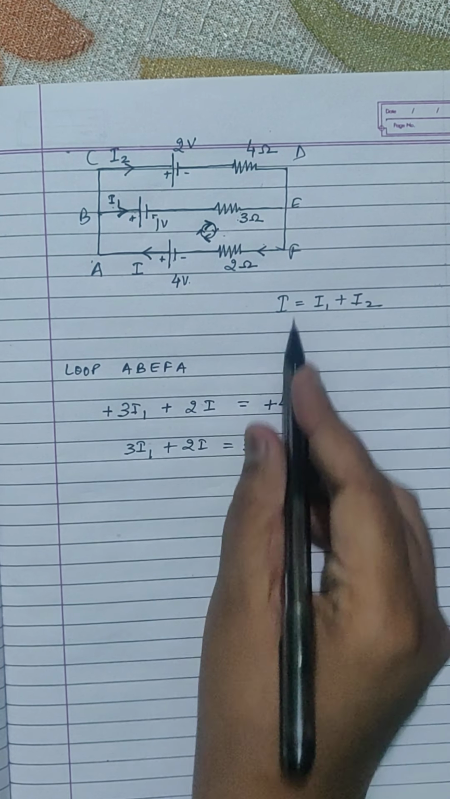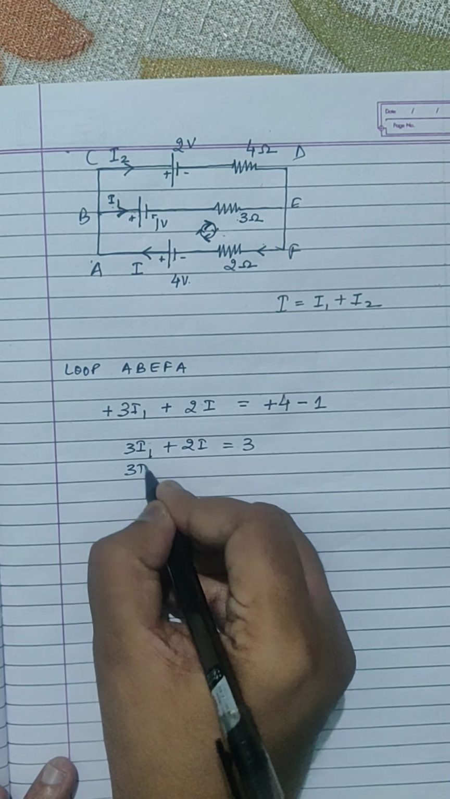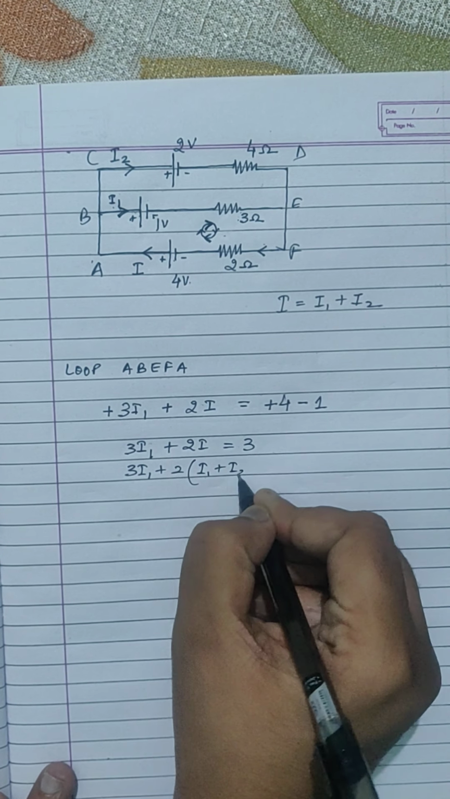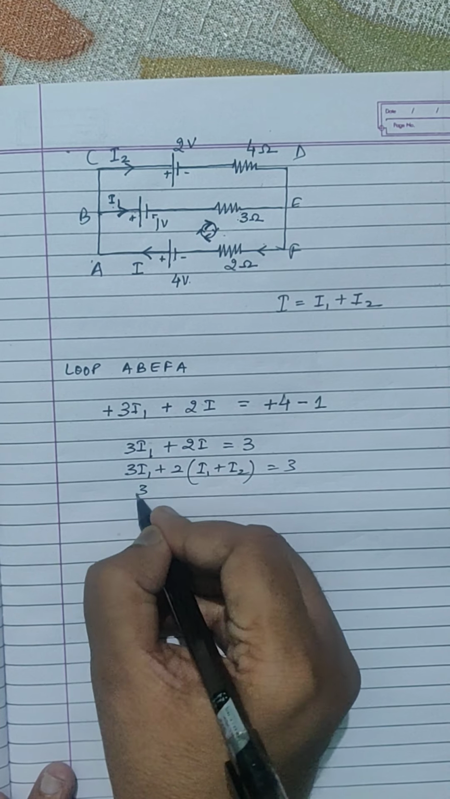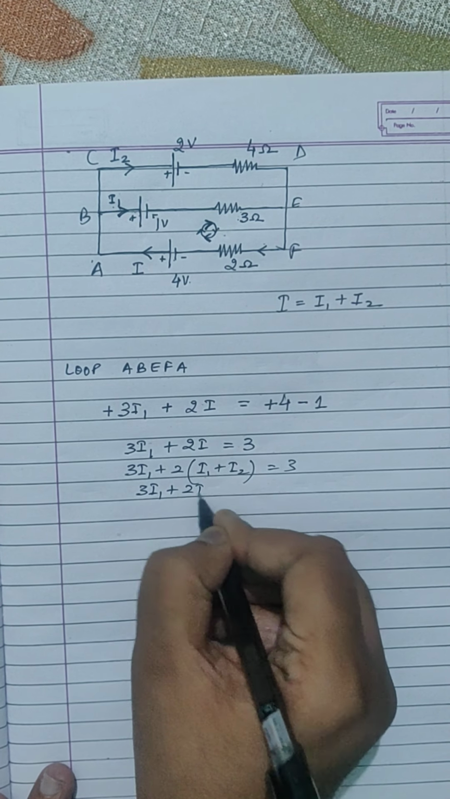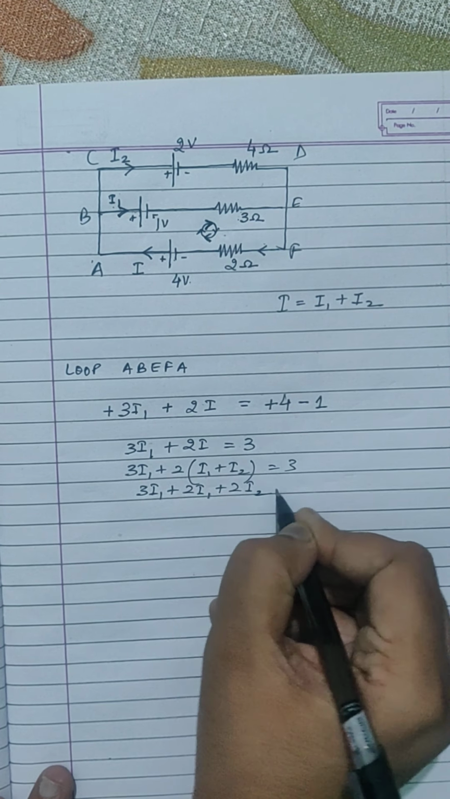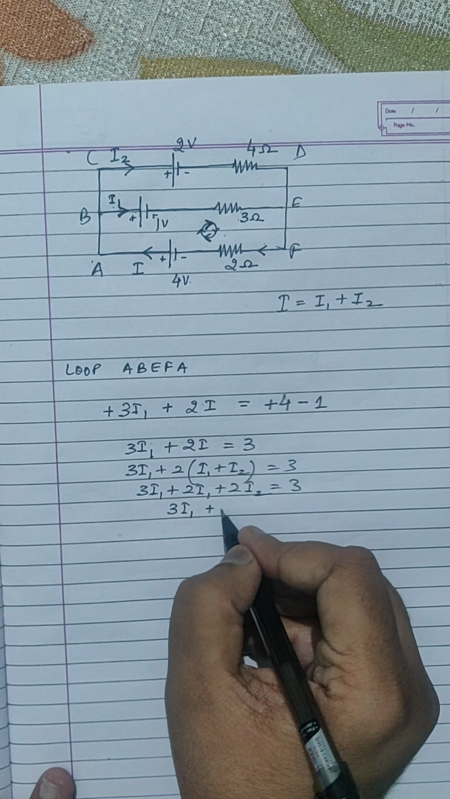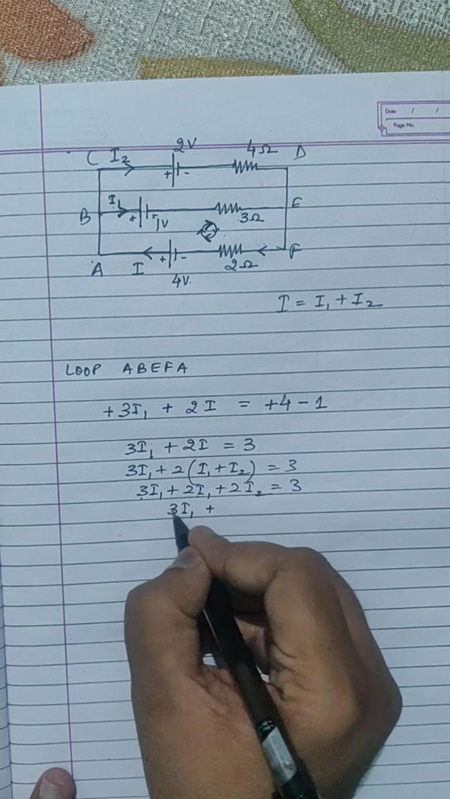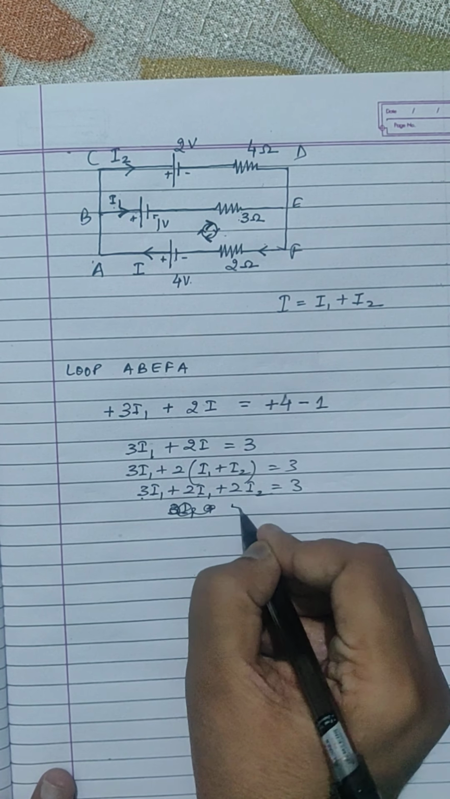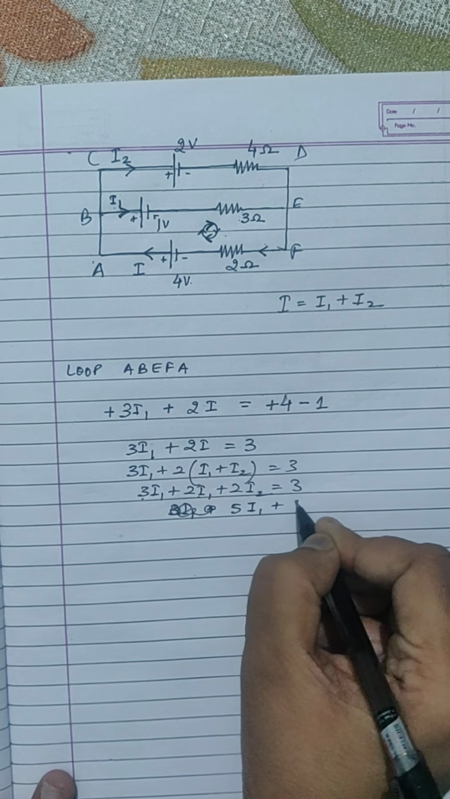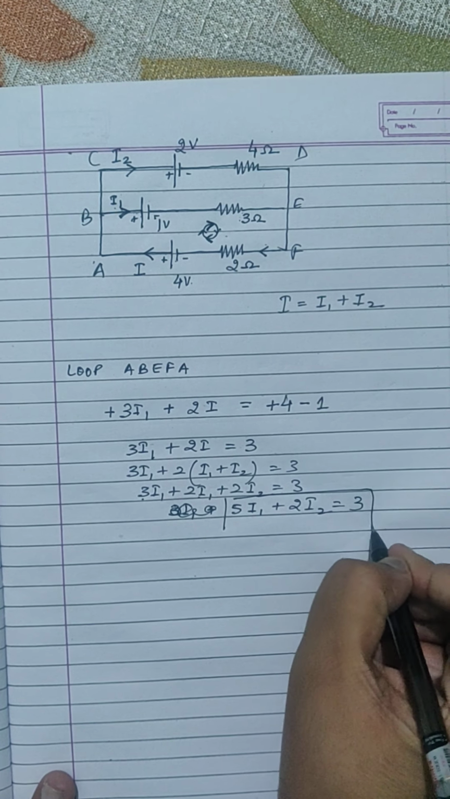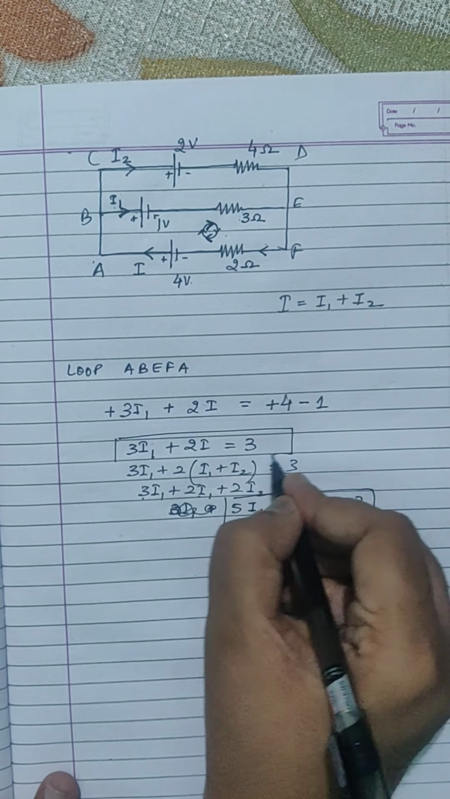And we can easily know that I is equal to I1 plus I2. We can also use this. So 3I1 plus 2I1 plus 2I2 equals to 3. So 3I1 plus 2I1 is 5I1. So 5I1 plus 2I2 equals to 3. We can use this equation also and we can use this equation also.